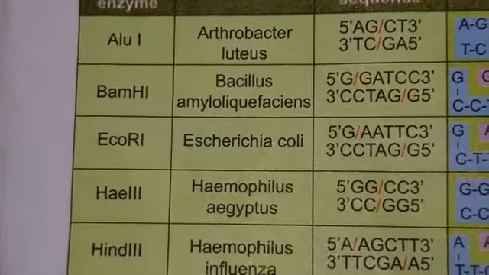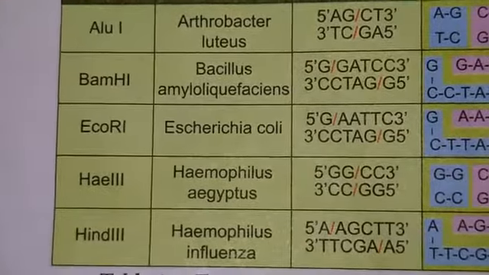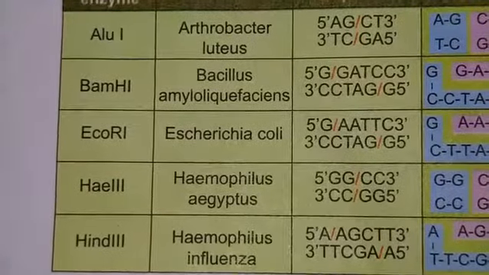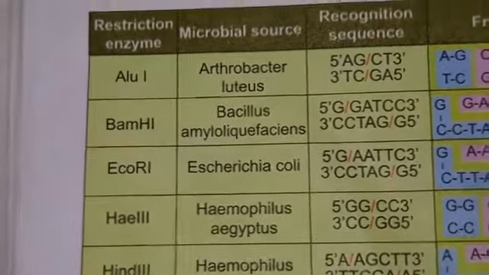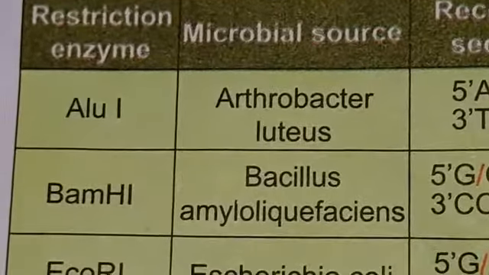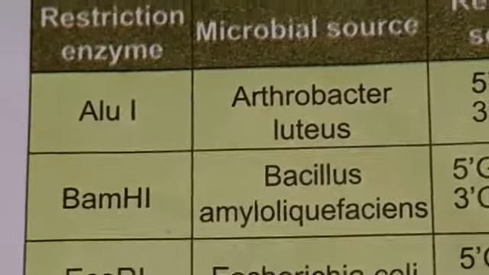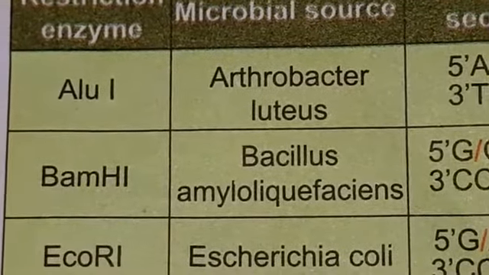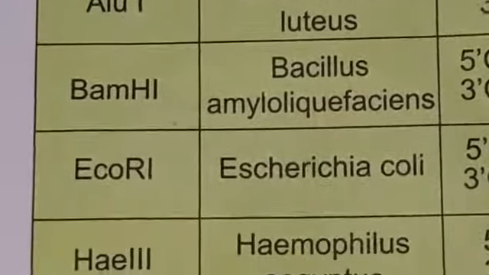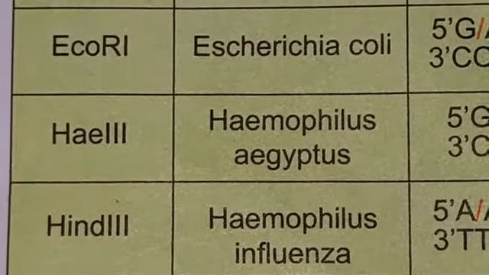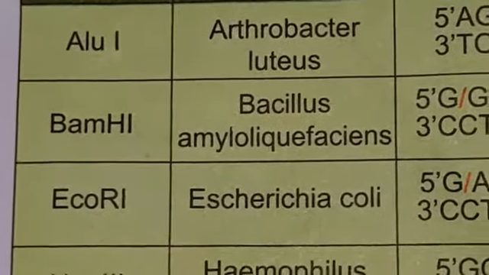Restriction endonucleases are named by a standard procedure, like the taxonomical or binomial naming. The first letter of the name, suppose Arthrobacter, A, indicates the generic name, followed by the first two letters of the species. Then comes the strain of the organism, and finally a Roman number indicates the order of discovery.